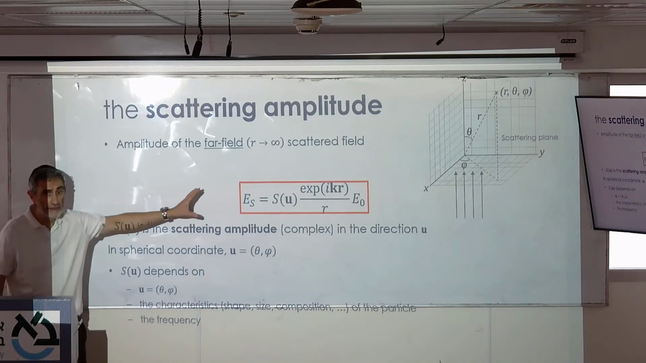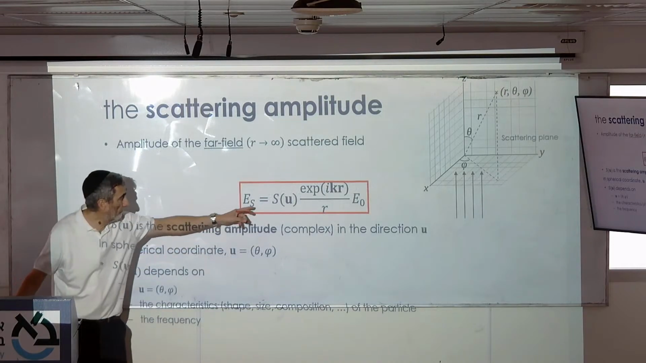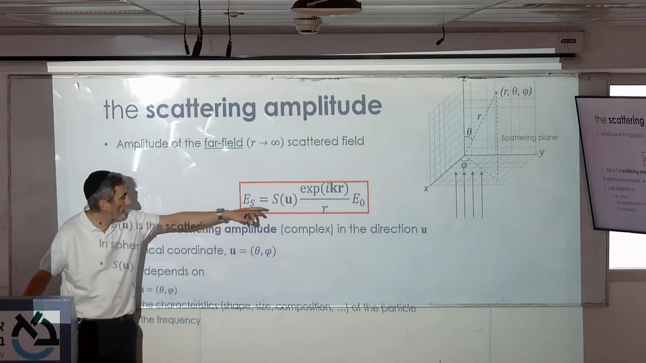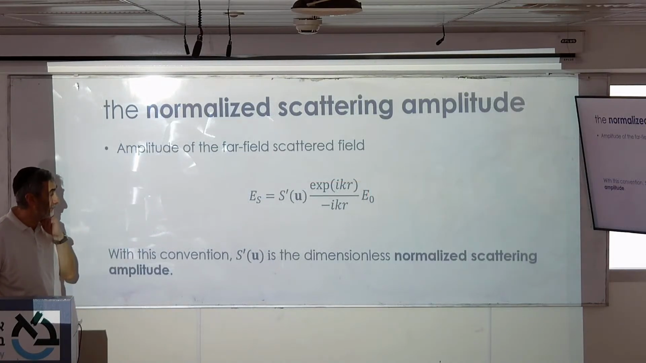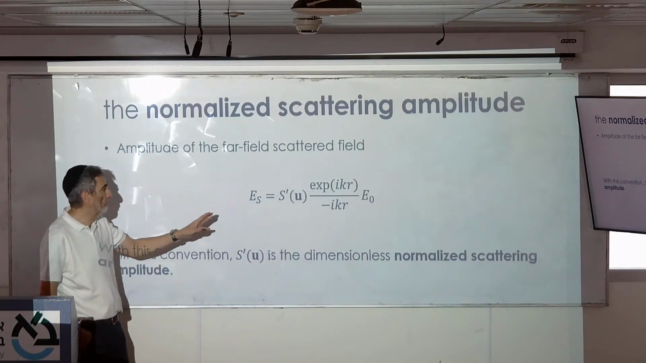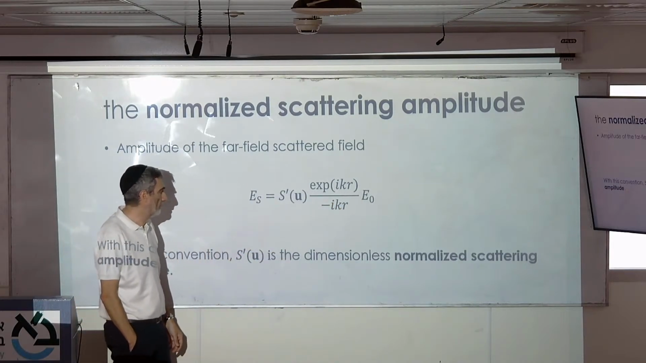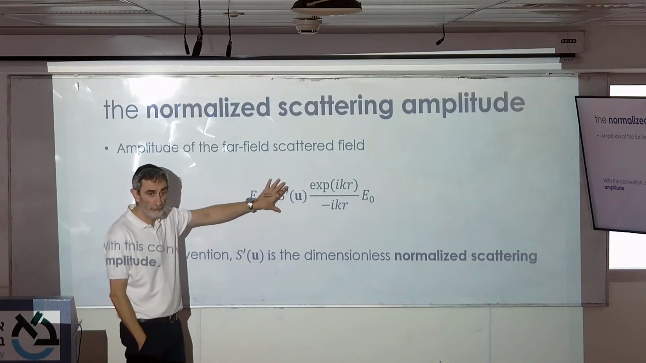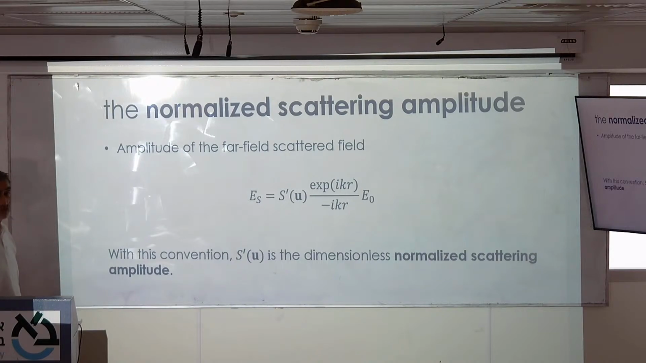So that's a way to write it. You can write it slightly differently. This is just a matter of notation. So instead of S of u exponential ikr over r, we can write it like that. We introduce this term here, k. If you write it like that, this quantity is dimensionless, so S prime of u is also dimensionless. It's just a convention of writing.